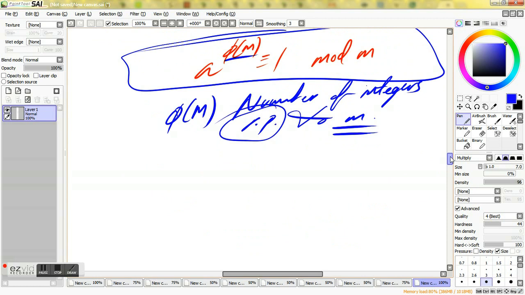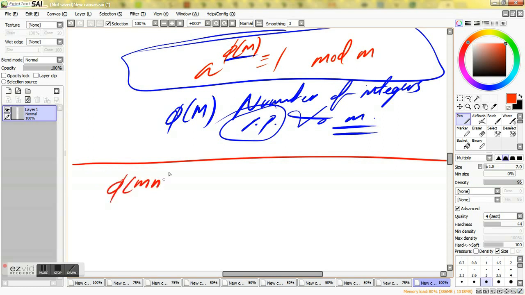Right. And now you might be wondering, how can you calculate phi of m? Now I'll give this as an exercise. If you want to prove it, it's actually quite a difficult proof, but it's a very instructive proof.